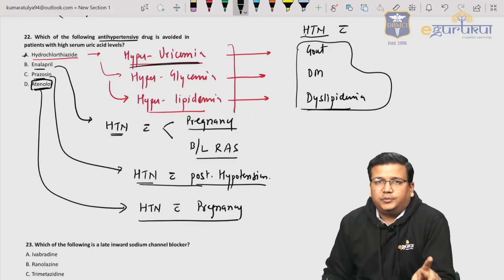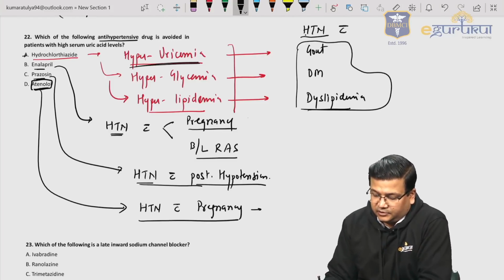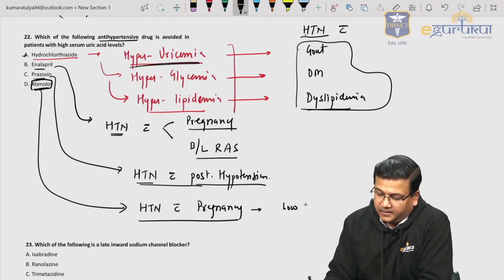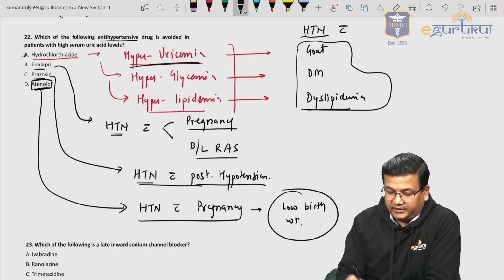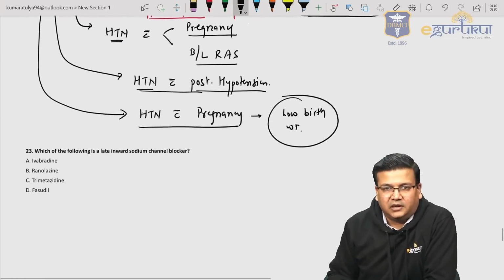But atenolol should be avoided in hypertension with pregnancy because of incidences of low birth weight babies. So it can cause low birth weight, and that is why it is better to avoid atenolol in a pregnant patient with hypertension.